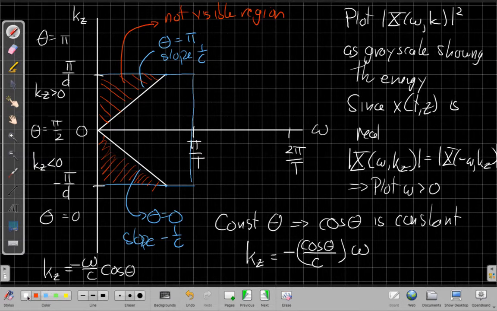So anywhere before this, for a line of constant theta, let me pick a different color here. I've got a line drawing, may as well use it. This will be some angle here, and because kz, omega over c times minus cos theta, is positive the way I've drawn it here, this must be some angle more than pi over 2.